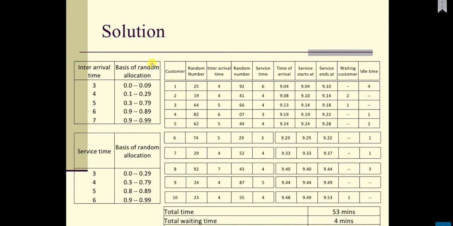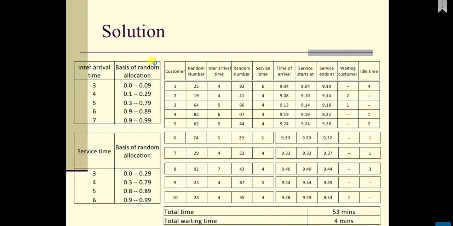Here you can see the time of arrival. The first customer came when the clock time was 4. That means the shop opened at 9, and the first customer came after 4 minutes, so the time is 9:04. Service starts at the same 9:04, and the service end time is 9:10. So the first customer is getting 6 minutes of service time.